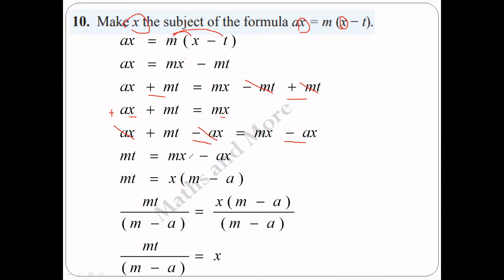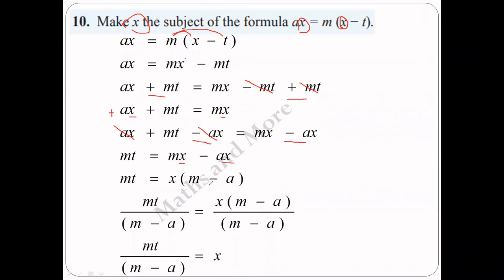So how to make one x letter from here? You have to take common factors. x is the common factor here. So take x out of the bracket. The remaining terms here are m minus 1. x times m minus 1. Okay. Now x is in one place. Earlier x was in two places. Now x is only in one place.